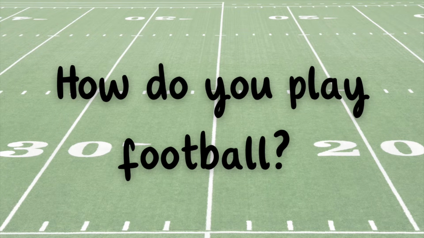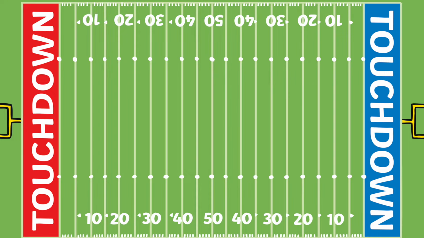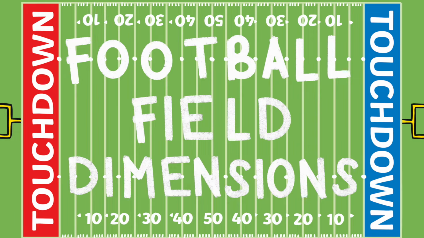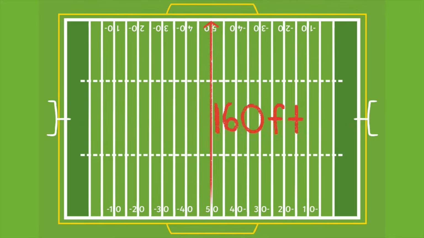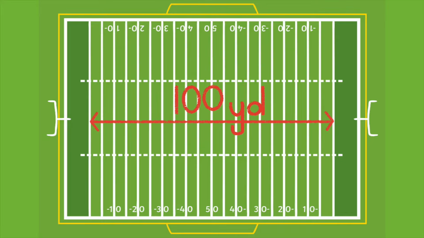How do you play football? To start off, it's important to know the football field dimensions. The total length of a football field is 120 yards long and 160 feet wide. The actual playing field is 100 yards long. Each end zone is 10 yards deep.